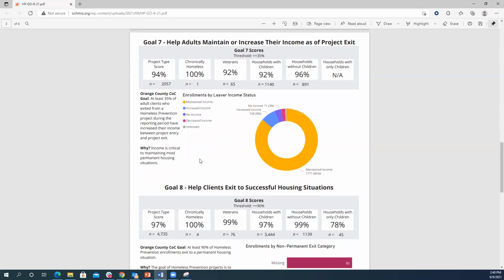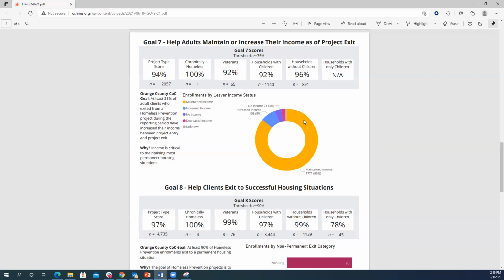The next measure is looking at adults that increased or maintained their income as of project exit. So this is only those adults that exited during the reporting period, and the performance across different subpopulations is pretty close, and pretty close to an alignment with the project type overall.